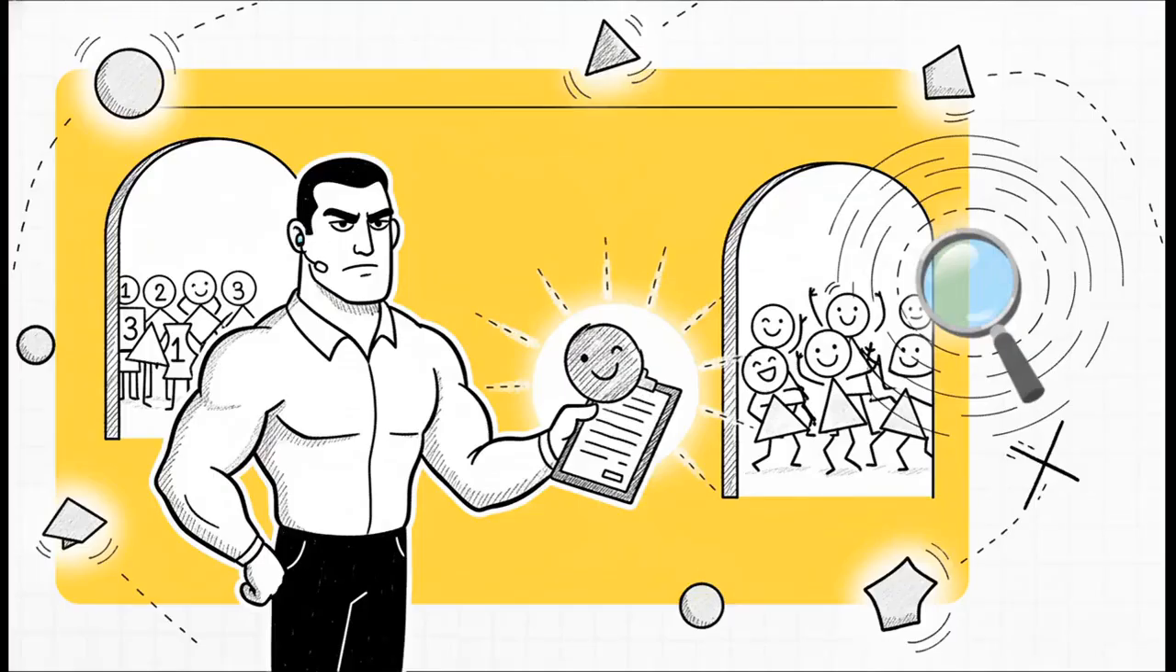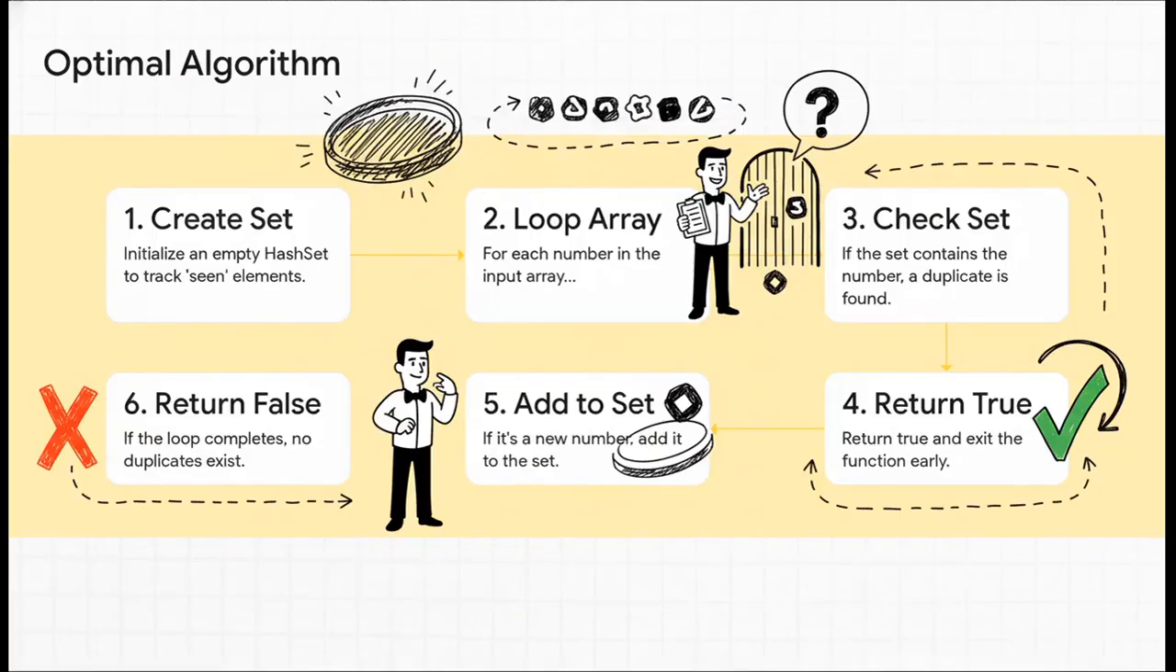So what is a hash set? Think of it like a super exclusive club with a magical bouncer. Every time a number tries to get in, the bouncer doesn't have to scan a long guest list. Instead, they have this special power to instantly know if they've seen that number before. The check is instantaneous, what we call O of one time. It's either, "Nope, you're new, come on in," or "Hey, I've seen you before." It's that fast.